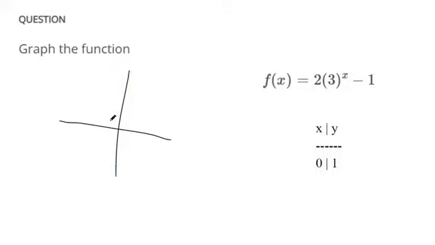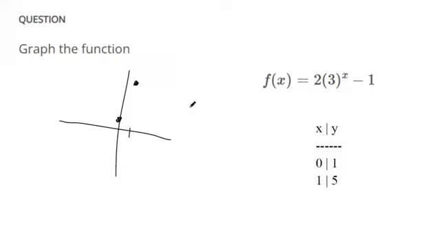So you can move your dots in Newton so you have a dot at (0, 1). Then we need another data point. So let's try plugging in 1 for x. You can pick whatever you'd like, but 3 to the first power is 3. 3 times 2 is 6. 6 minus 1 gives us 5. So 1 on the x, 5 on the y-axis. We should have another dot.